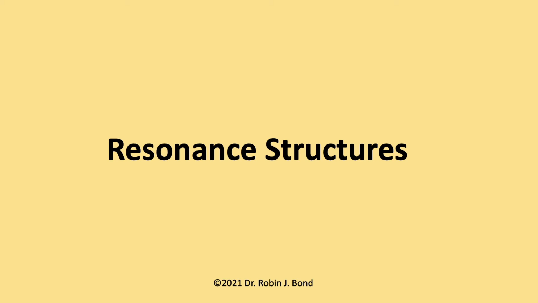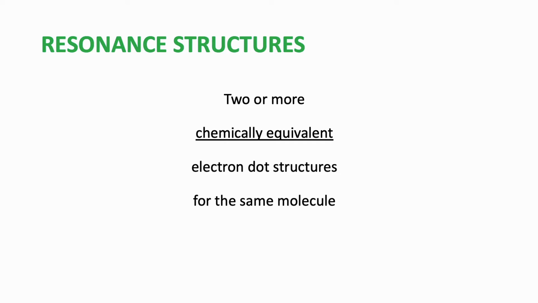Hi, today we're going to wrap up our study of electron dot structures by talking about the concept of resonance structures. A very formal definition for what resonance structures are is that they are two or more chemically equivalent electron dot structures for the same molecule. I underlined chemically equivalent here because a lot of people do not initially understand what that means.